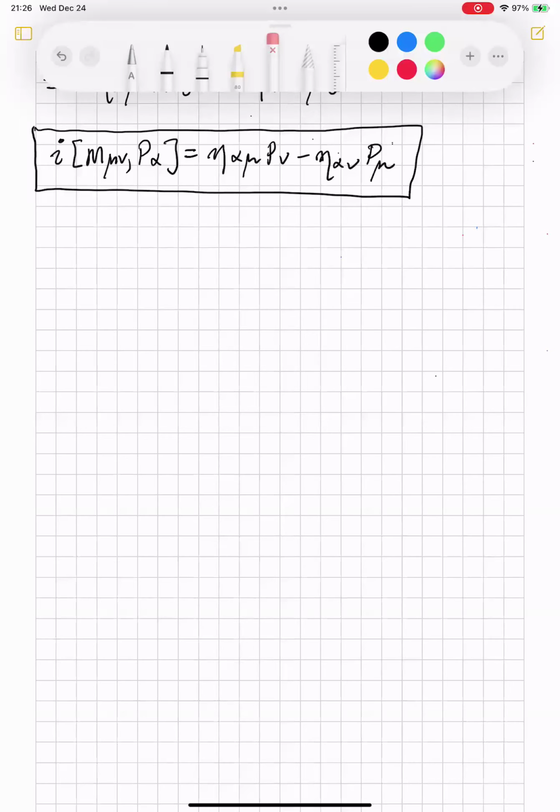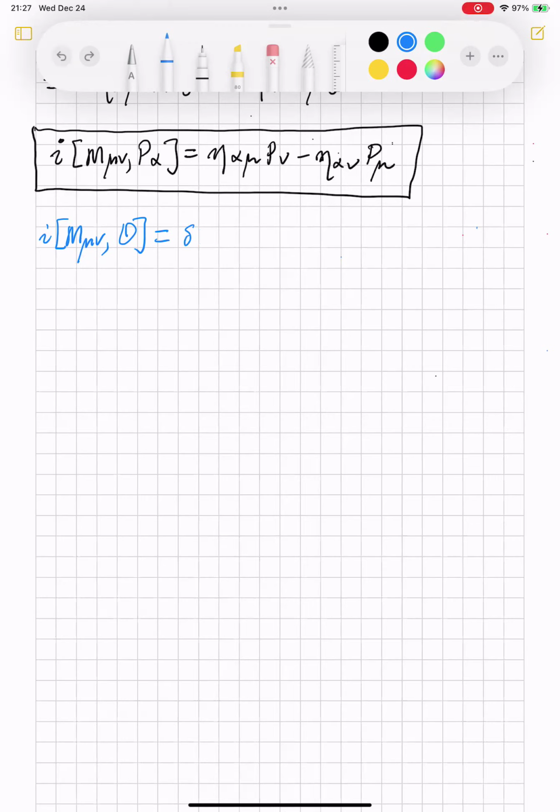Okay, so this is the first result that we had. Now let's just talk about what it means. You've got the commutator between M mu nu and P alpha. Now, if you calculate the commutator between M mu nu and any operator O, you'll get a delta O.